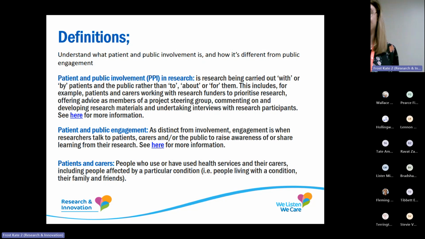So it could relate to the health services they use, people who could be affected by a particular condition, so people who may be at risk of developing a condition, or people who already are living with that condition. So they're the key definitions, and when I refer to PPI, that's what I'll be referring to throughout the session.